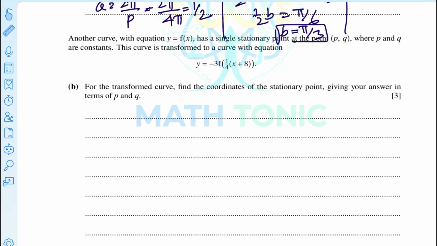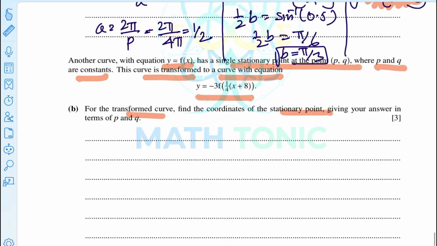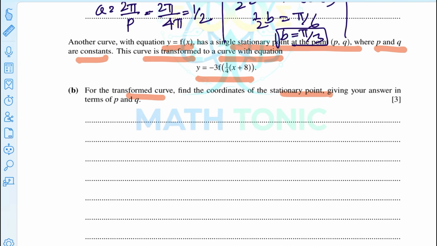Another curve with equation y equals f(x) has a single stationary point at the point (p, q), where p and q are constants. This curve is transformed to a curve with equation y equals minus 3f of (1 over 4 x plus 8). For the transformed curve, find the coordinates of the stationary point, giving your answer in terms of p and q. Okay, what does it mean? So let's start with this.